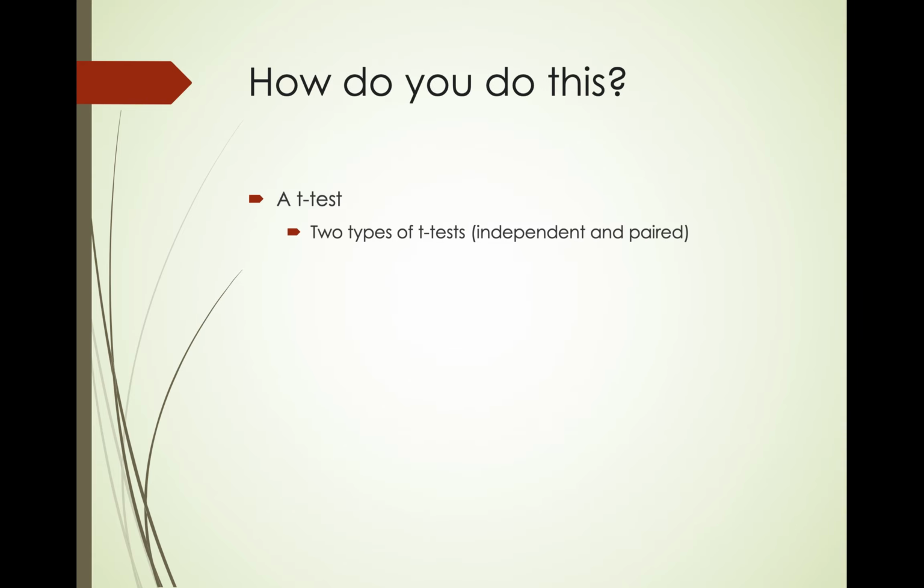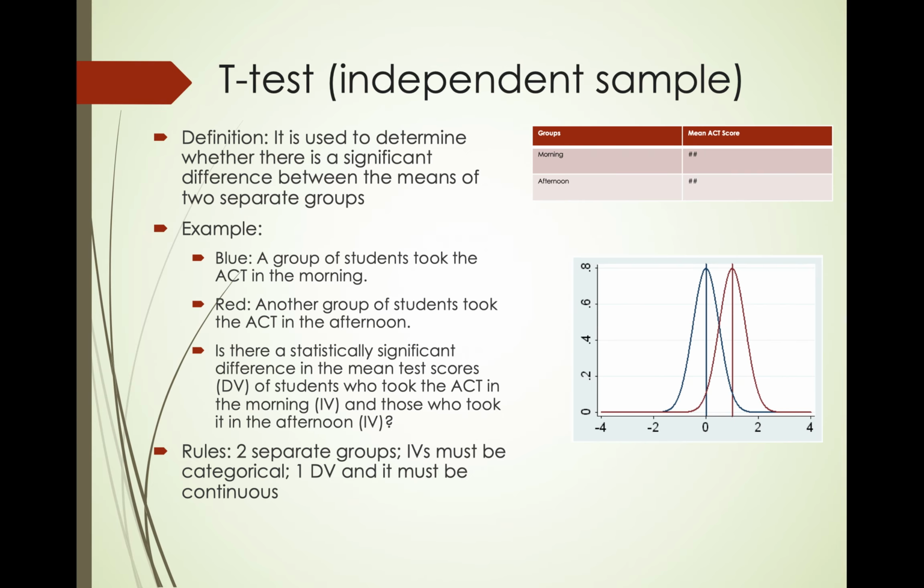So how do you do this? You do it through a t-test. And there's 2 types of t-tests. There's an independent t-test and a paired t-test, and we're going to go over both of those now. An independent t-test is used to determine whether there's a significant difference between the means of 2 separate or independent groups. So, as an example, this blue line here and this red line here.